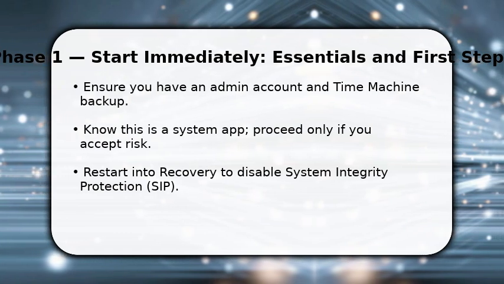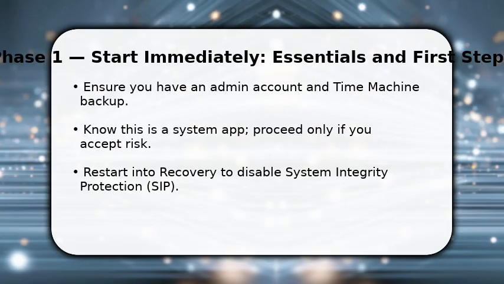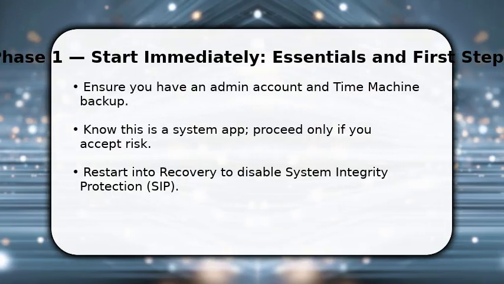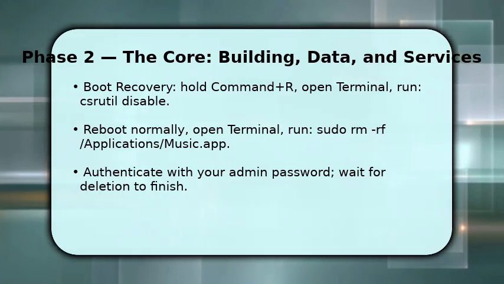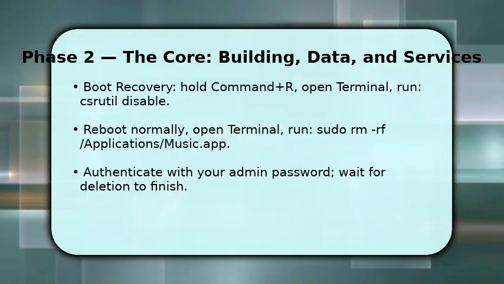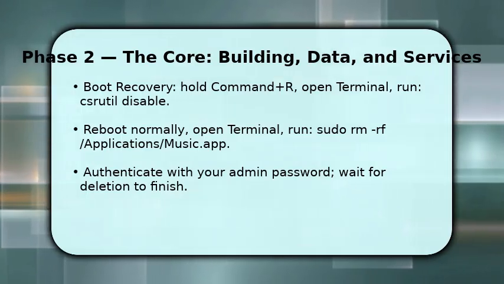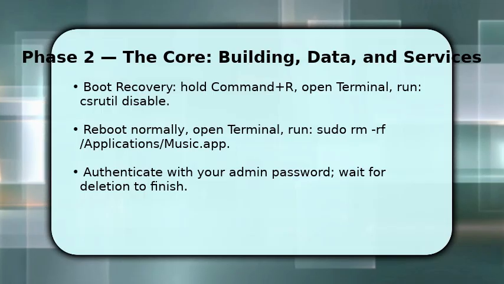Now reboot back to the normal system after SIP is off, and open Finder to locate /Applications. Once you've disabled SIP in recovery, boot normally and open Terminal. This is where you execute the deletion. You'll run sudo rm -rf /Applications/Music.app, type your admin password when prompted, and understand why.